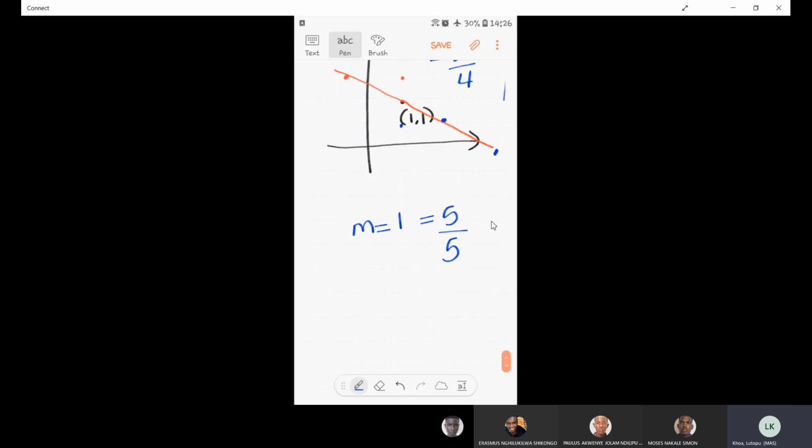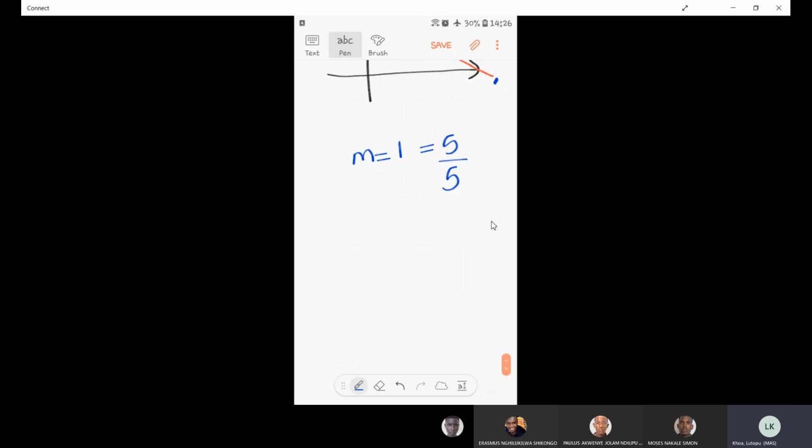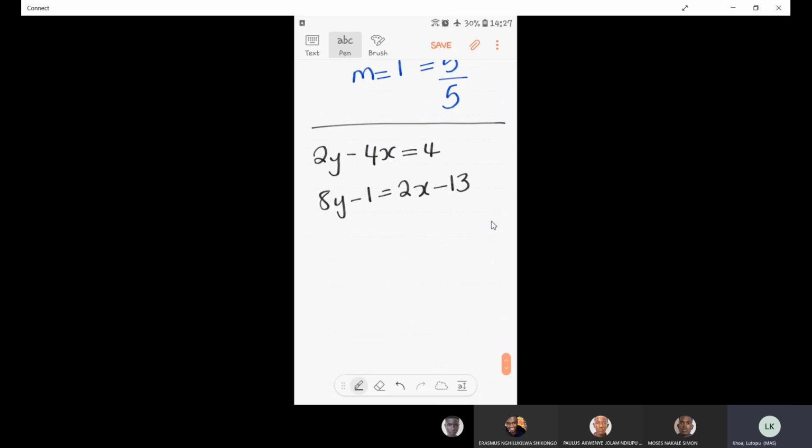Okay, so we can also use this graphing method to solve simultaneous equations. So for example, if you are given this 2y minus 4x is equal to 4 and 8y minus 1 is equal to 2x minus 13. So I tell you to solve these by graphing. So what you'll first do is write each of them in standard form. So when you do that, this is your first one, this is your second one.